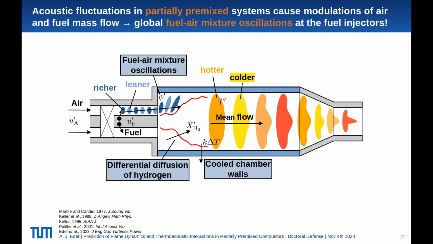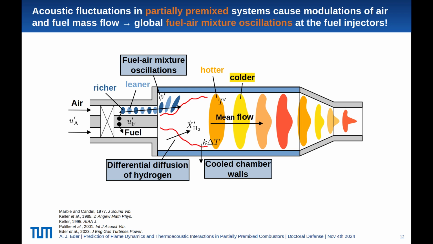So at the position of the fuel injector, we have fuel-air mixture oscillation in such a system, which produces rich and lean pockets of fuel-air mixture, which are convected with the mean flow towards the flame. That means the flame consumes then leaner and richer pockets. That means it instantaneously burns at higher and lower temperature, and therefore produces temperature fluctuations in the burnt gas.